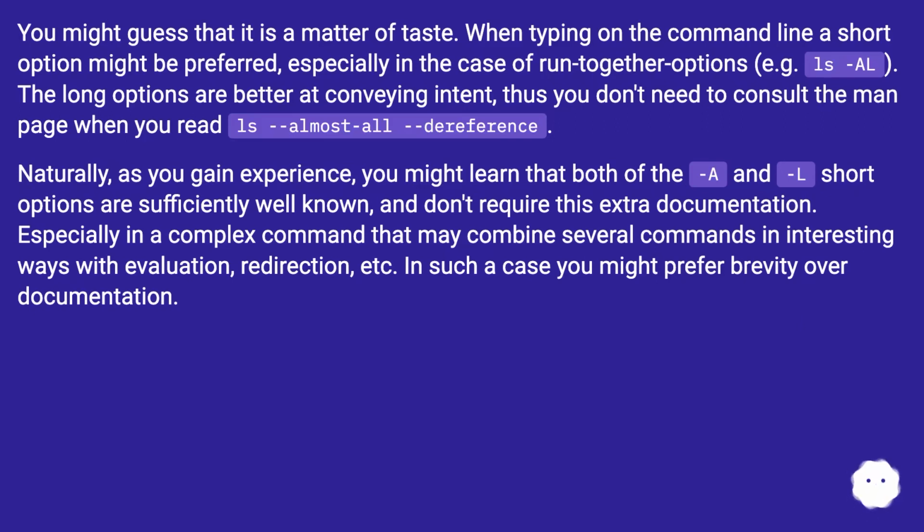Naturally, as you gain experience, you might learn that both of the A and L short options are sufficiently well known, and don't require this extra documentation. Especially in a complex command that may combine several commands in interesting ways with evaluation, redirection, etc. In such a case you might prefer brevity over documentation.